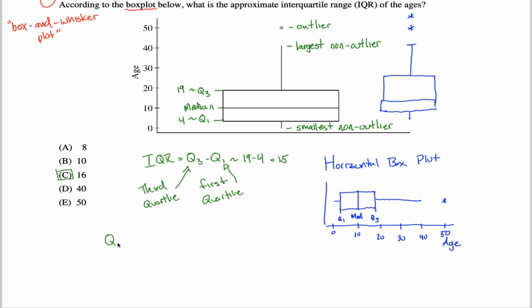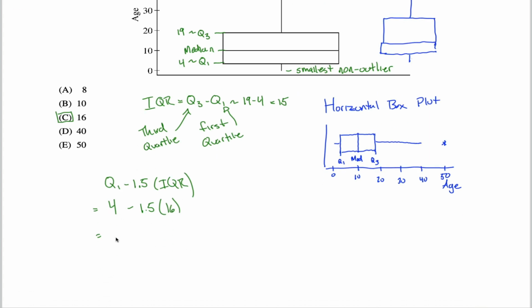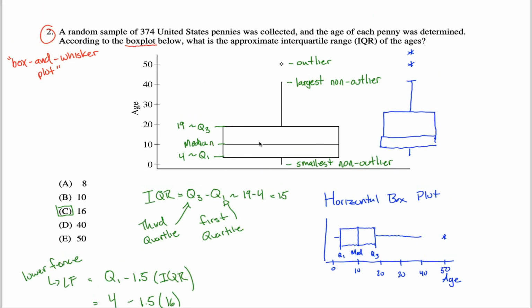If we take the first quartile and we subtract 1.5 times the interquartile range, if the first quartile were at 4, and we subtract 1.5 times, I'll use 16 instead of 15 so that I'm using the answers they chose. 1.5 times 16 is 24, and 4 minus 24 is negative 20. This is the cutoff for something being an outlier. It's referred to as the lower fence. Any observations less than negative 20 will show up as an outlier in your box plot.